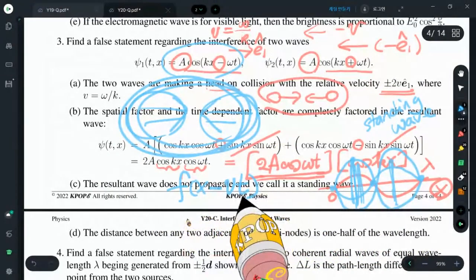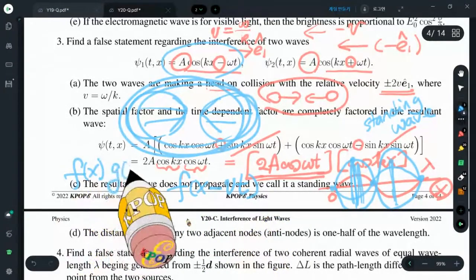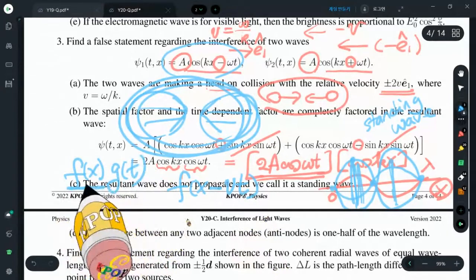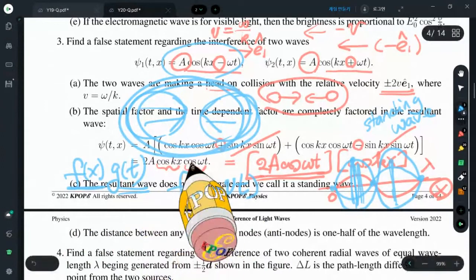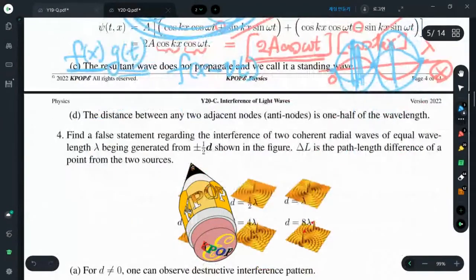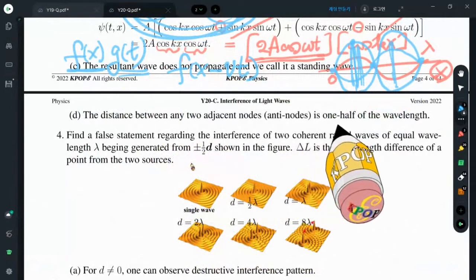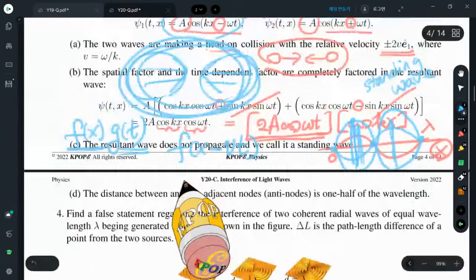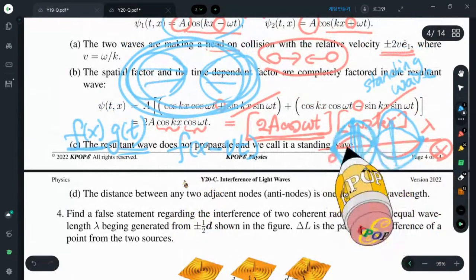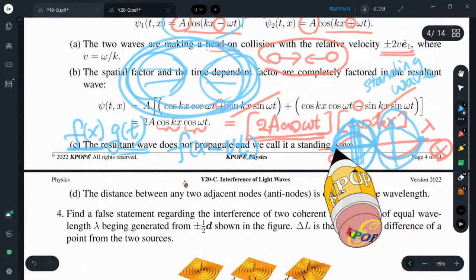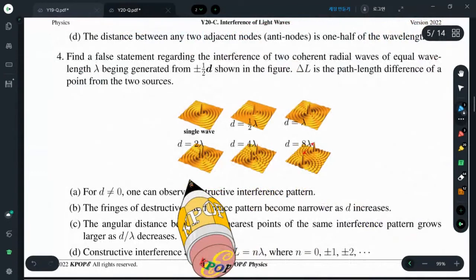of the form kx minus vt, it is just the f of x times the g of t. Spatial part and time-dependent part are completely factorized. Distance between any two adjacent nodes or antinodes is 1/2 of the wavelength. Yes, this is the wavelength, and this is 1/2 of the wavelength. Okay.